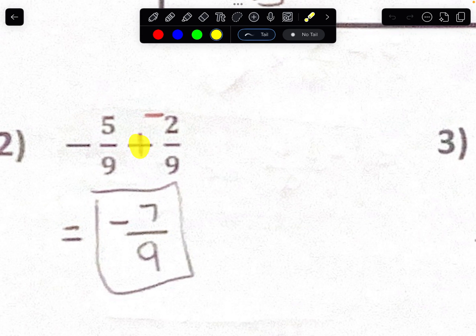A negative times a positive, so an odd amount of negatives, will make a negative result, so negative 15. Remember to always add the opposite and then put the negative on top of that too. So we can see that same signs add and keep, so 5 plus 2 makes 7, so keep the sign, so negative 7 over 9. We can just add across because we do have common denominators.